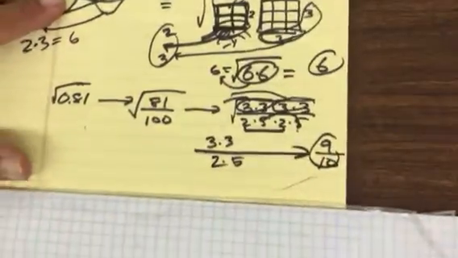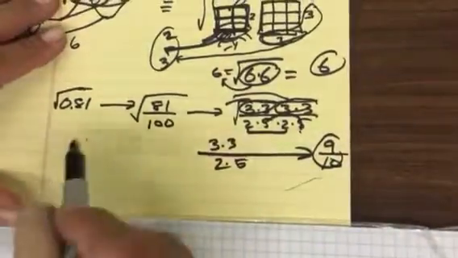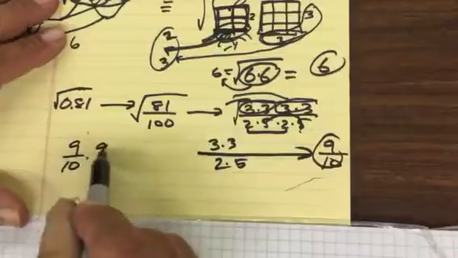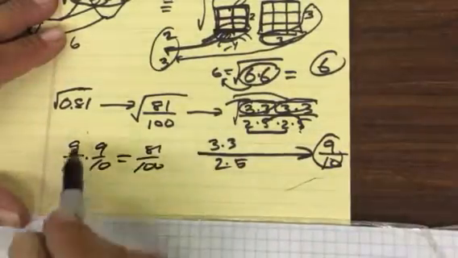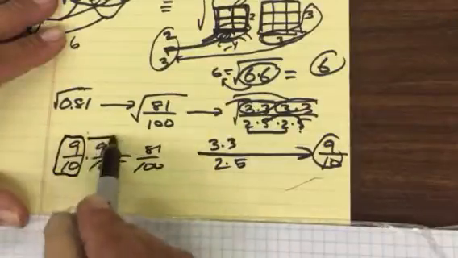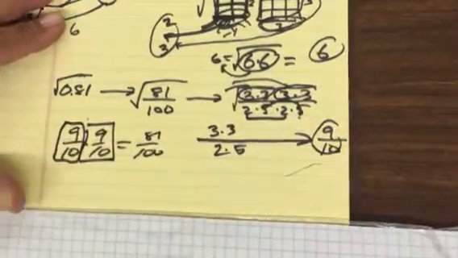Now, is 9/10 the square root of 81 hundredths? Indeed it is. 9/10 times 9/10 creates 81 hundredths. There's a product of that. So 9/10 is one side of the square and 9/10 is the other side of the square.